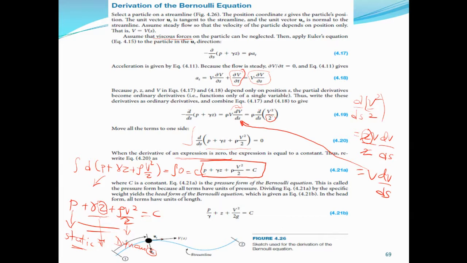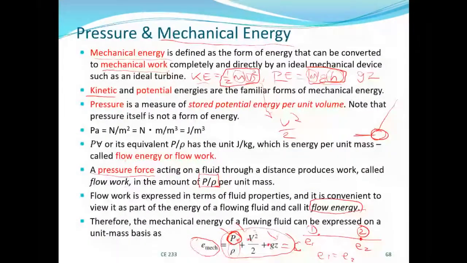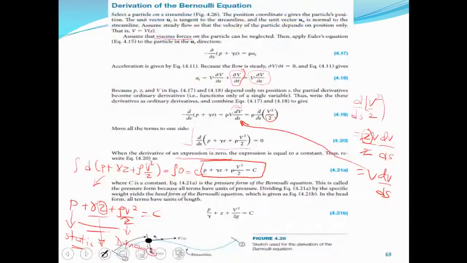The Bernoulli equation has many forms. In the previous slide, I just introduced you to the energy form of the Bernoulli equation, where you have P over rho plus V squared over 2 plus gZ, and these two are equivalent. This is equivalent to this one. The energy form is saying P over rho plus V squared over 2 plus gZ is equal to a constant.